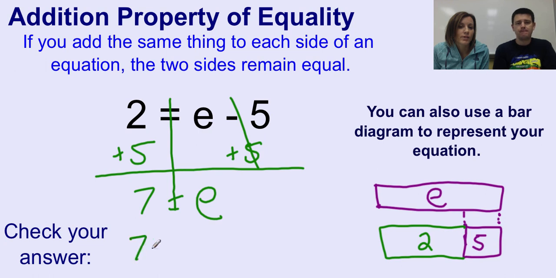So you're going to check your answer. Oh, he's not even changing colors. 7 is going back in for e. I'll do Christmas colors just to make you mad. 7 minus 5 is 2, so it does check out with the original problem.